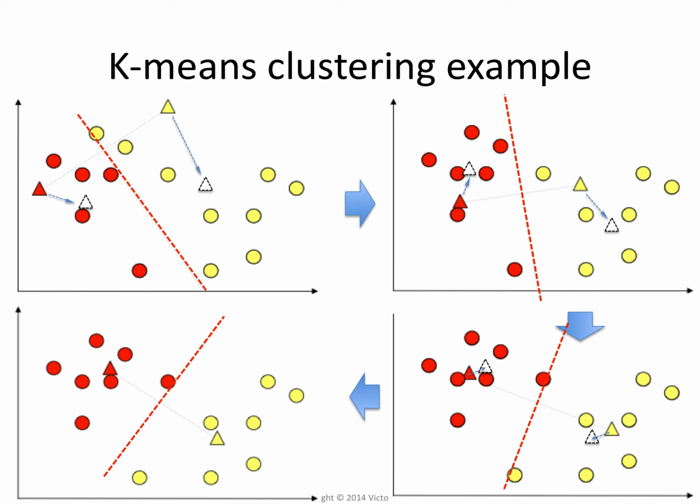So the points that are red are already on the right side of the line, and the points that are yellow are already on the other side of the line. So this means that I can stop. If I keep iterating, nothing's going to change at this point. So you stop the algorithm.